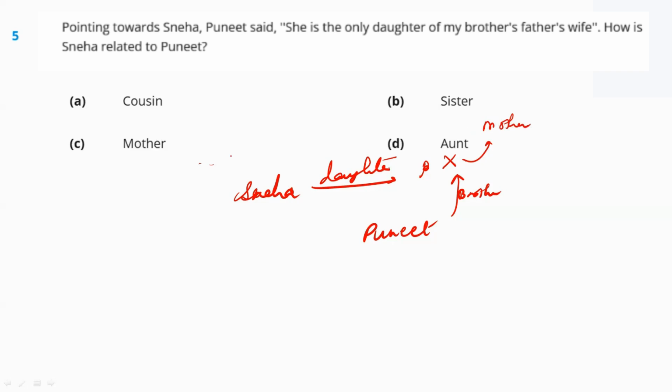So how is Sneha related to Puneet? Sneha is Puneet's sister. Sneha is indirectly Puneet's sister. So option number B is our right answer.